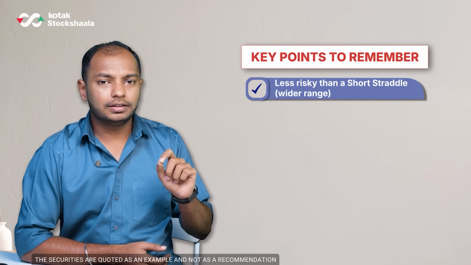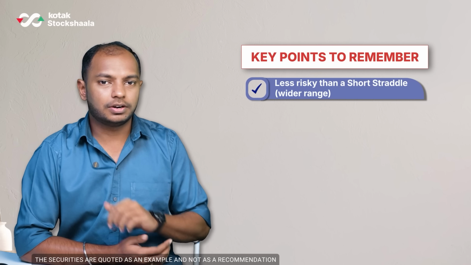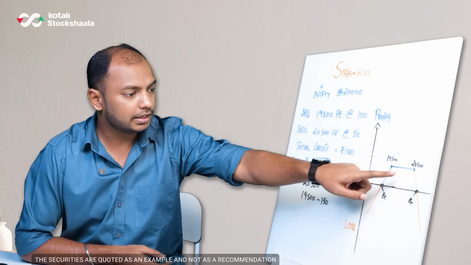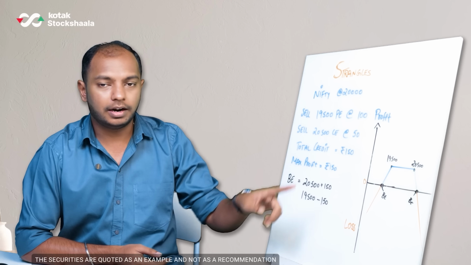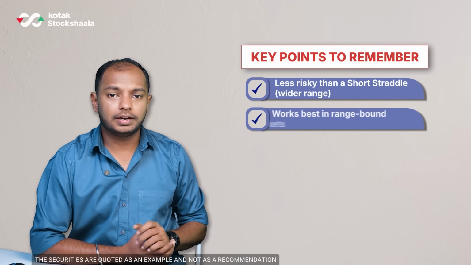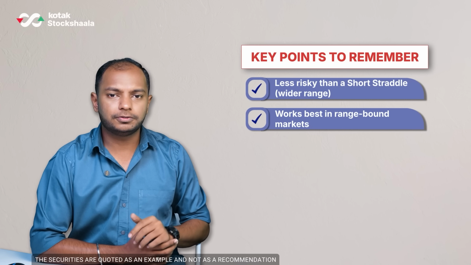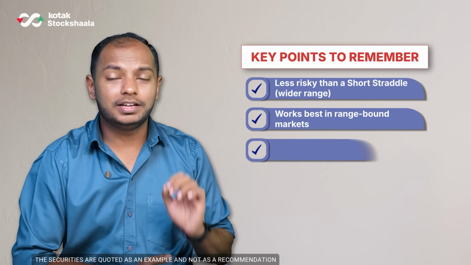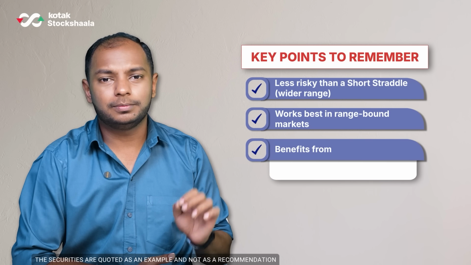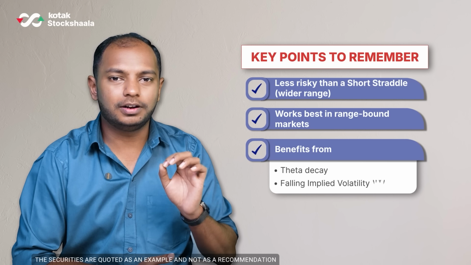A short strangle is going to be less risky than a short straddle because here it gives you a higher range, whereas in a short straddle it is like a triangle and it doesn't give you much range. The second point to remember is that it requires a range-bound view of the market to enter into this strategy and actually make a profit. The third one is my favorite. You benefit from Theta Decay as well as the falling IV.